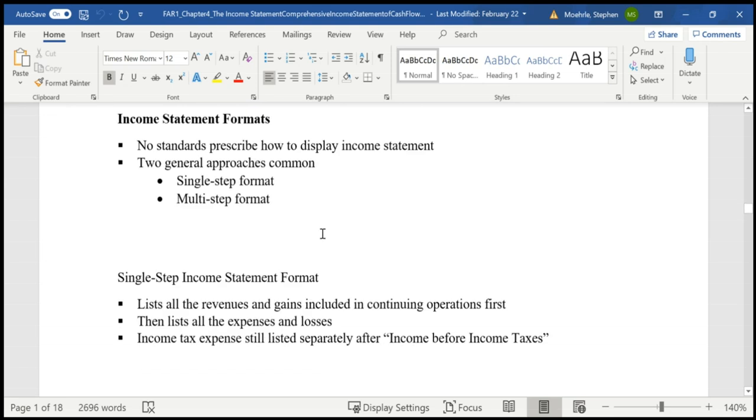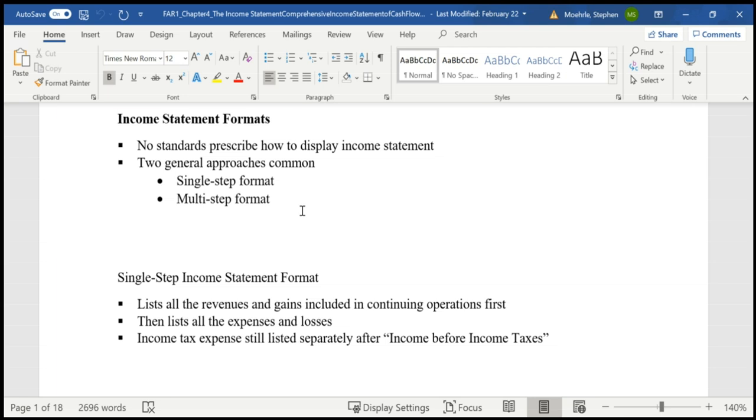Now, income statement formats. There are two classic formats you will see in the real world. No standard prescribes how to display the income statement. The two general approaches that are common are the single-step format and the multi-step format. We'll see examples of both. We'll produce them together in an upcoming case.